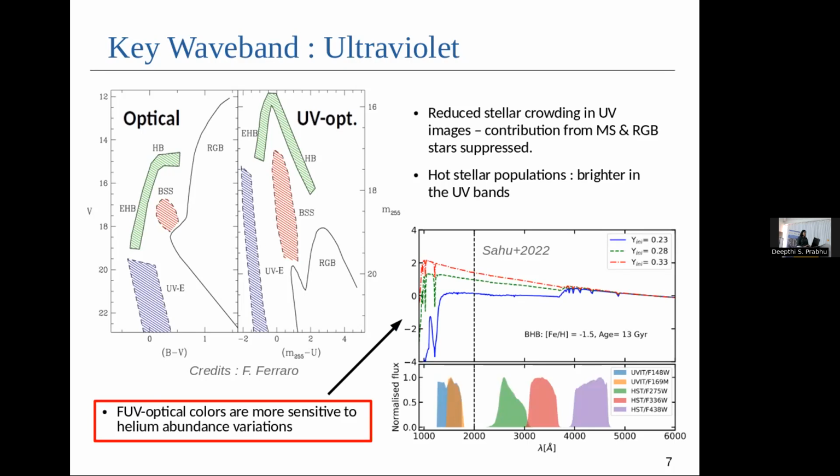You can see from the below panel, the differences among the spectra become evident starting from the layers. So the difference in these colors will give us extra information about the helium abundance variations, so we can separate out stars with different helium abundances.